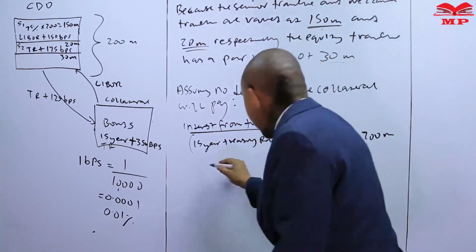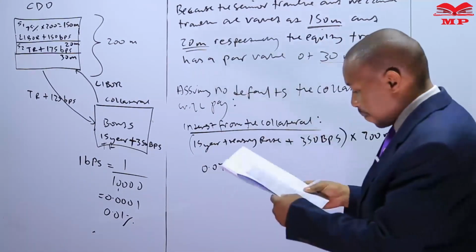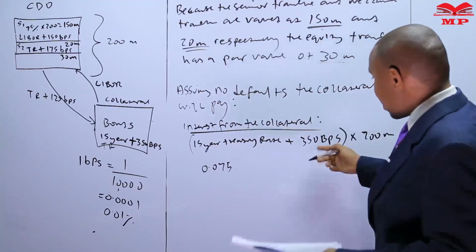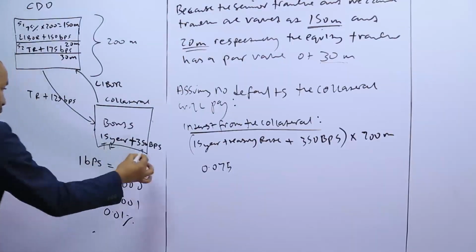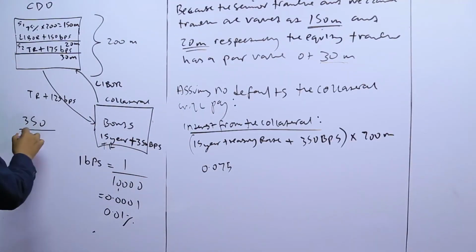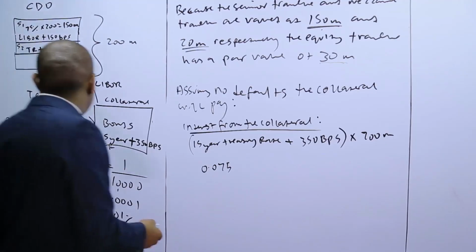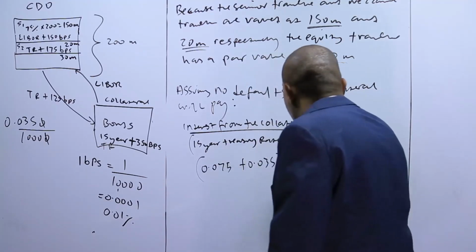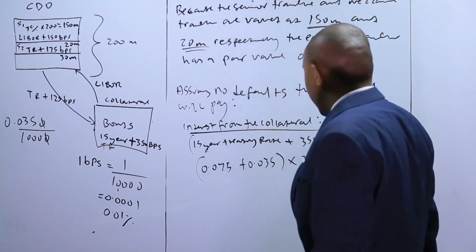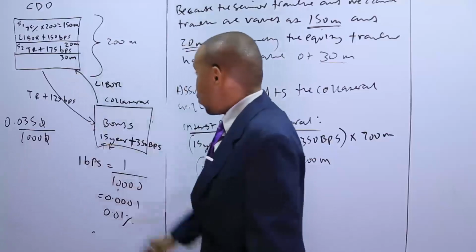So the 15-year treasury rate we are saying is 0.075, that is 7.5%. And we're also saying the 350 basis points. If you have a small working right over here, please allow me to use here. This is the interest from the collateral. So 350 divided by 10,000, we have 0.035. So 0.035 plus 0.075. Now that value we multiply by 200 million, so that we can see how much the interest from the collateral is.